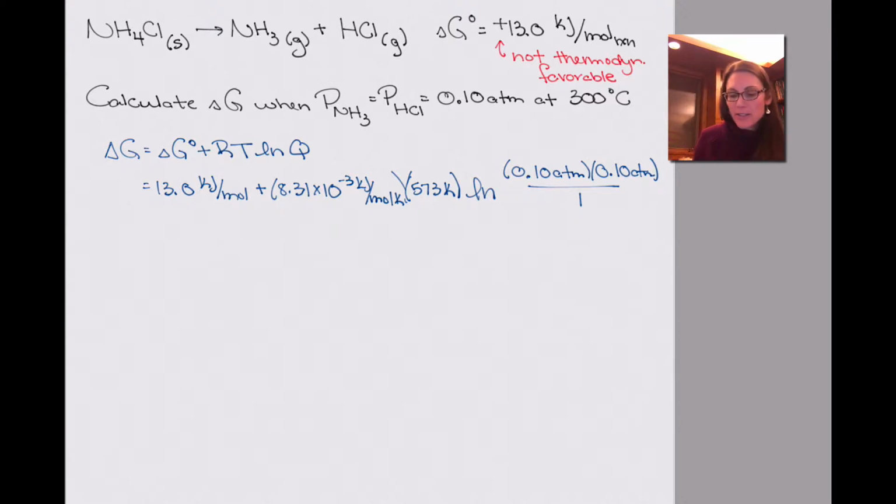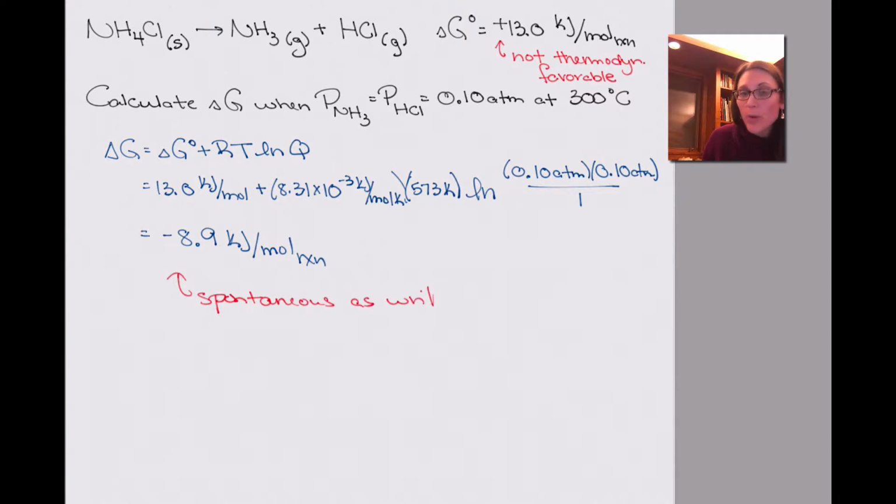And so if you take all these numbers and you plug them in, you'll get that this is a negative 8.9 kilojoules per mole of this reaction as written. And so now this reaction, by changing that, now this reaction becomes spontaneous as written under these new pressure conditions.